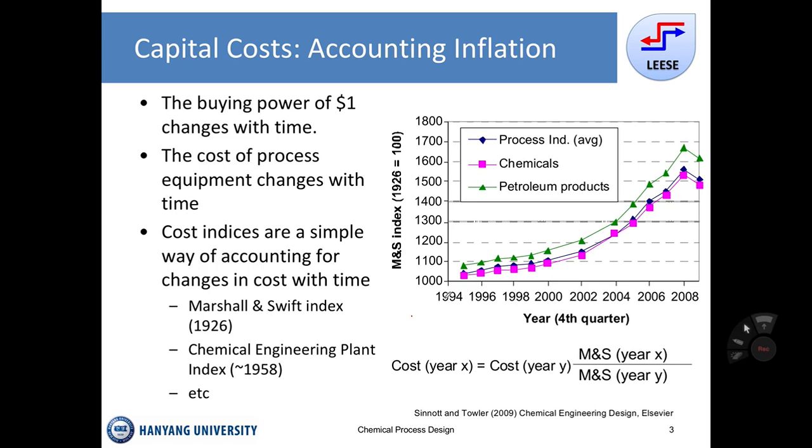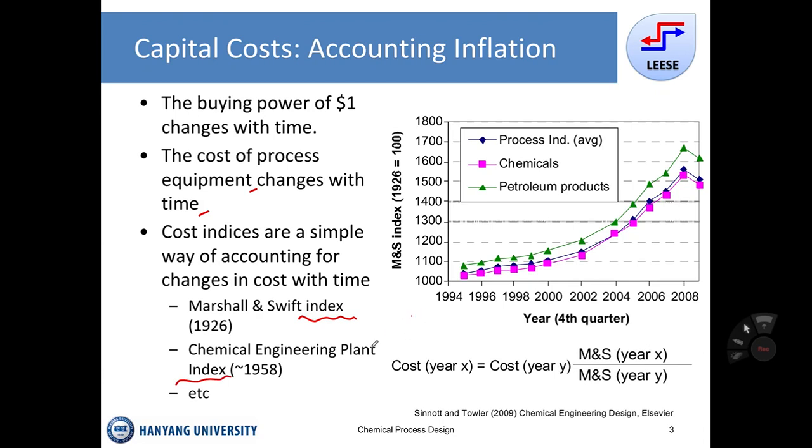So the buying power of the same money changes with time. We need to take into account the variation of the value of money for capital costing. The cost of process equipment, reactor, maybe heat exchanger, distillation column, whatever, is subject to change based on time. In order to take into account inflation or the time value of money for capital costing, we typically use some index, like the Marshall and Swift index or the chemical engineering plant cost index.